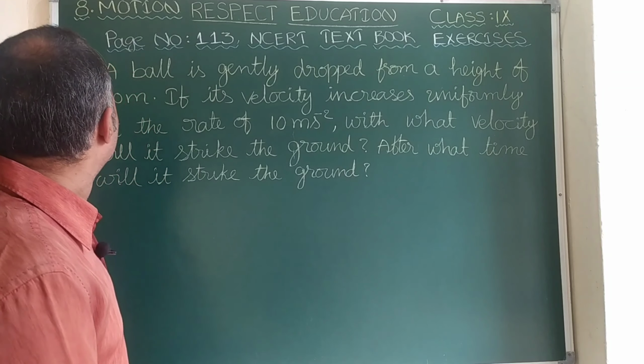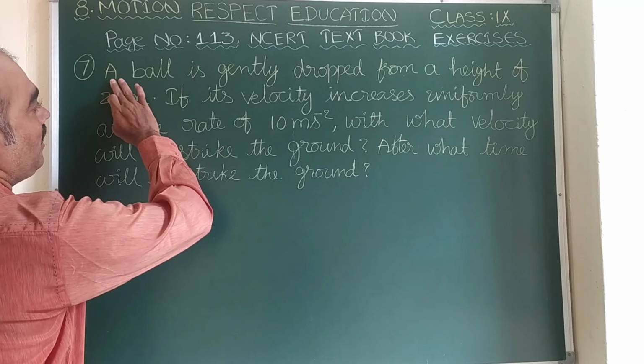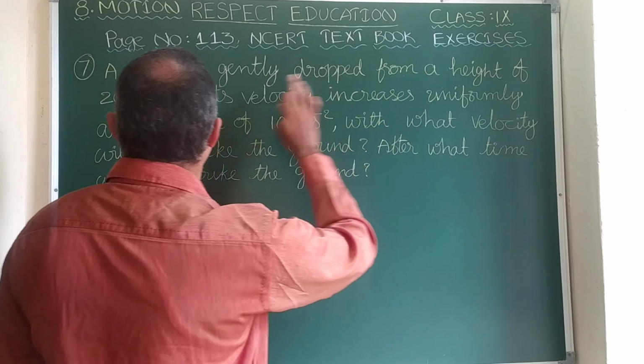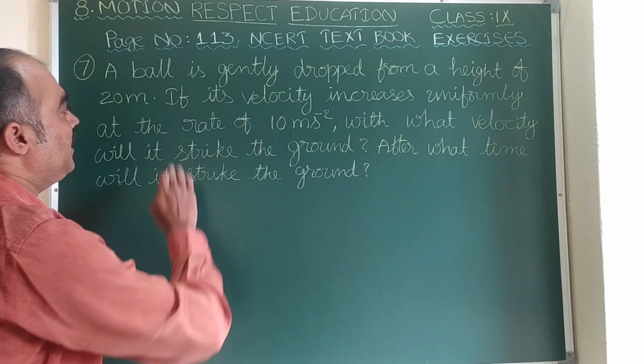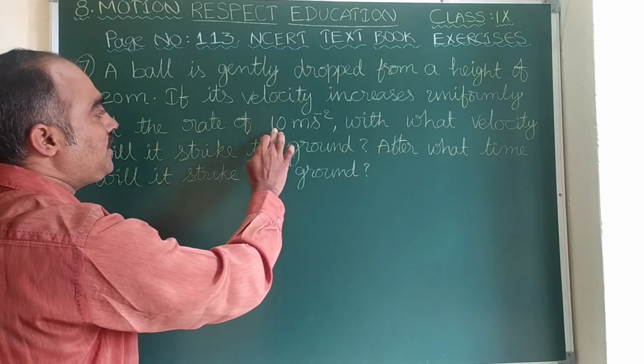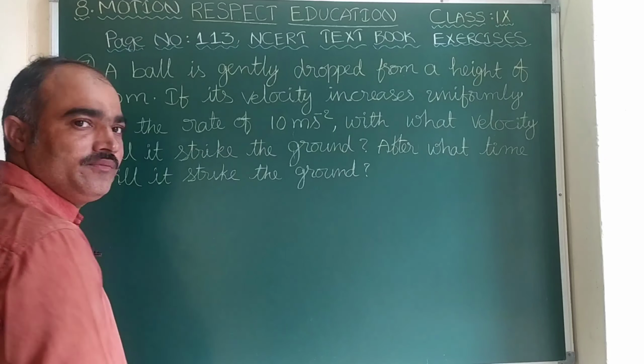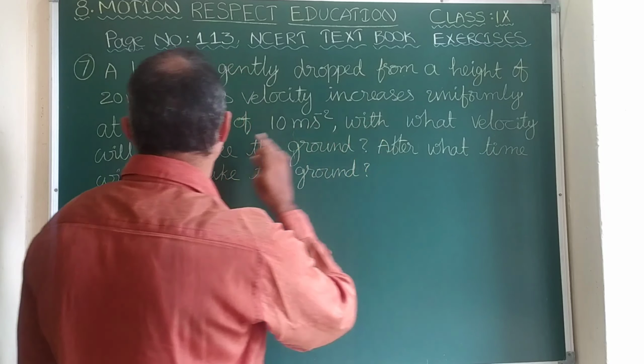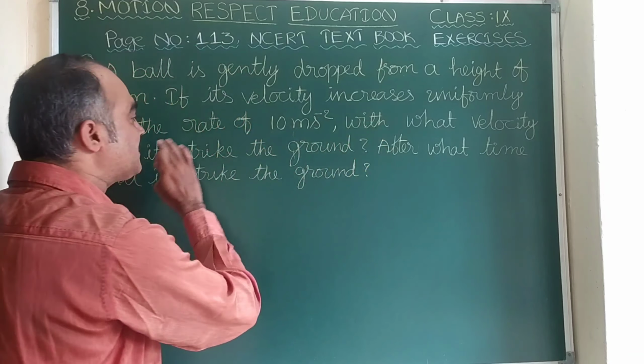Now we see question number 7. A ball is gently dropped from a height of 20 meters. If its velocity increases uniformly at the rate of 10 meter per second square, with what velocity will it strike the ground? And we have another bit, that is, after what time will it strike the ground? Here two quantities are to be found. First one is velocity and second one is time.